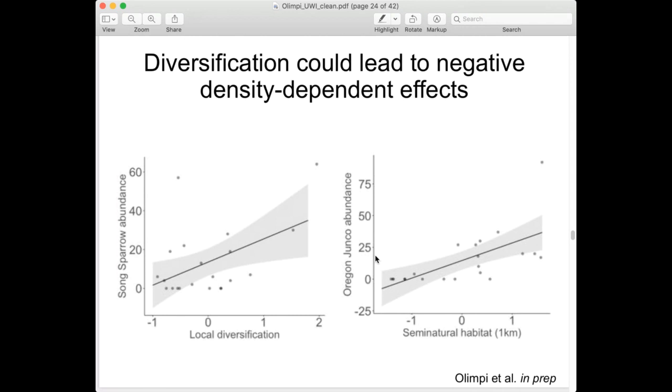We found that there were more song sparrows as local diversification increased, and then we found that there were more Oregon juncos as natural habitat around farms increased. So it might be an effect at the community level where certain species are responding to local drivers and others are responding to the landscape. Next slide, please.